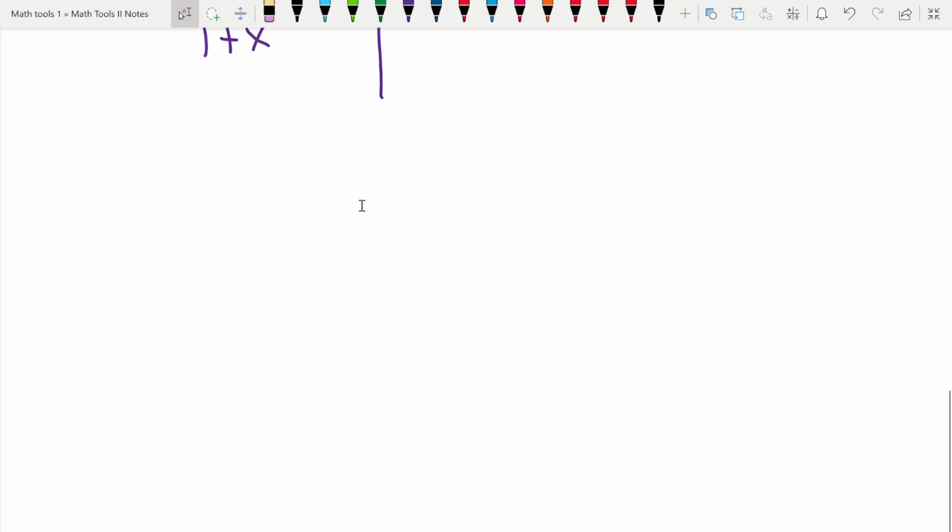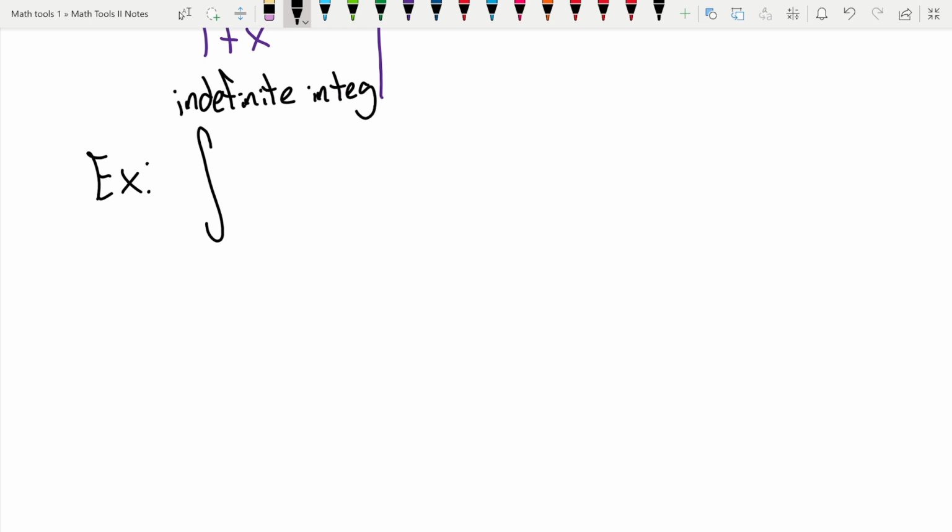So I guess now we can just take a look at some examples of finding antiderivatives. So I'll go through a bunch of them. Okay, so if we want to find the antiderivative of something, the way that we usually write it is with the integral sign without any limits of integration. So this is called an indefinite integral because a definite integral has the limits of integration and this does not. Okay, so this just means to find the antiderivative.